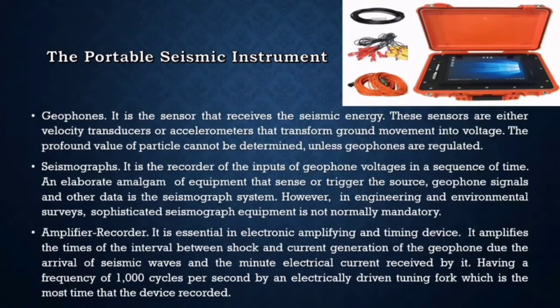Amplifier recorder. It is an essential electronic amplifying and timing device. It amplifies and times the interval between the shock and the current generation of the geophone due to the arrival of seismic waves, and the minute electrical current received by it. It has a frequency of 1000 cycles per second by an electrically driven tuning fork, which is the time that the device recorded.